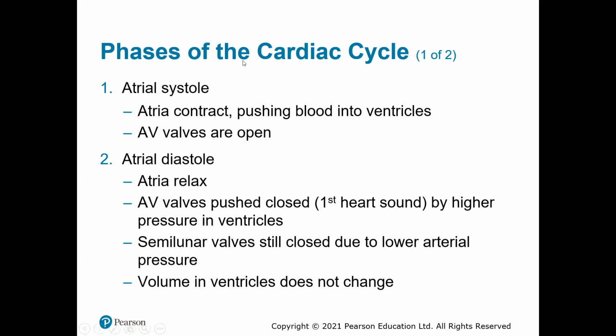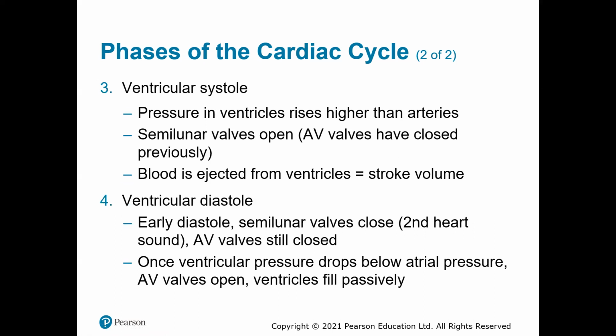So the cardiac cycle starts with the atria contracting, right? The atria contract. That's called atrial systole. What happens is that's going to push blood down into the ventricles, and in doing so, it opens those AV valves. The next thing that happens is the atria relax, right? That's atrial diastole. The atria relax, the AV valves slam shut, and the volume in the ventricles does not change at this point.